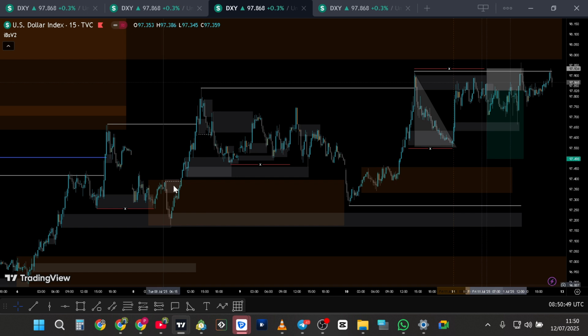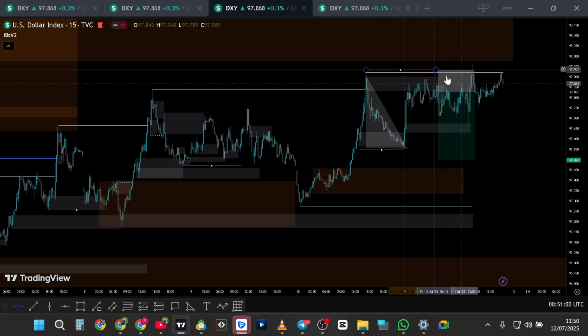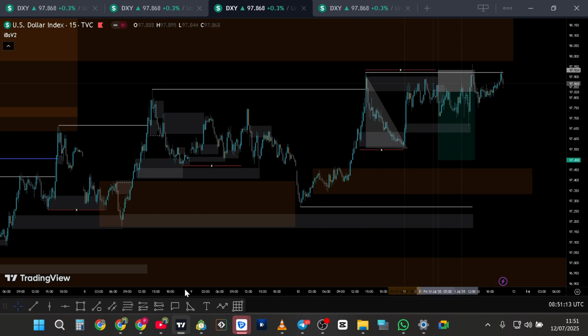So also on the 15 minute, we see that we are on an uptrend, higher high, higher low, higher high, higher low, and then higher high. We haven't clearly broken to the upside, but we see that price is intending to do so. But I'll also keep in mind this demand before we continue to the upside.